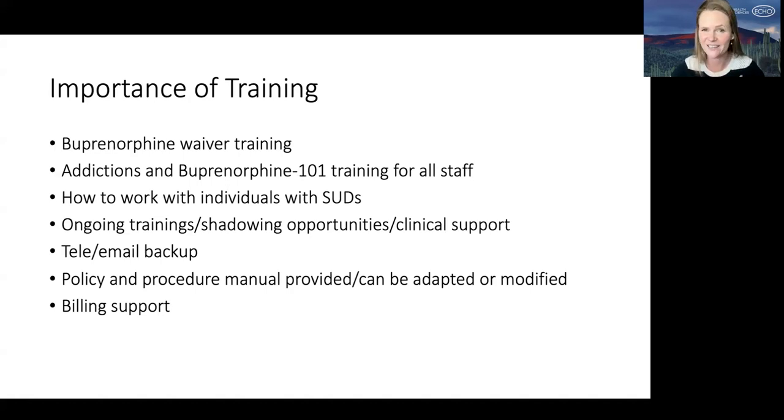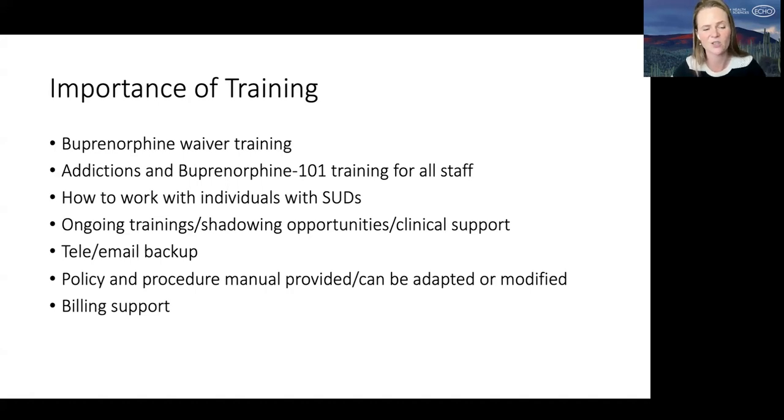And then another part of this, and you'll recognize this as a key piece of the ECHO model, is providing ongoing trainings, shadowing opportunities, and clinical support, including telephone and email backup, so that providers really feel confident that when they're dipping their toes into this new model, they're going to have plenty of support if they run into anything that they're not sure how to handle. And that includes staying up to date with the latest research.